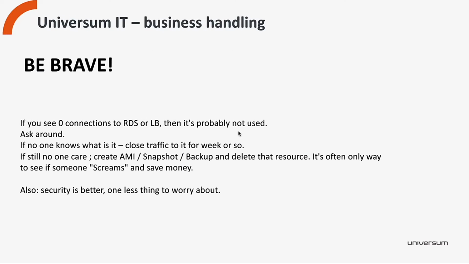For example, if the business doesn't know if something is used or not, you should probably check connections to RDS or load balancers. If there's zero, then the simple strategy is to close traffic for a week and see if someone was using it. If not, create an AMI and see if someone screams. Basically, my policy is to delete resources as much as possible, because often something is left over, and it's a very good and efficient way to save money.